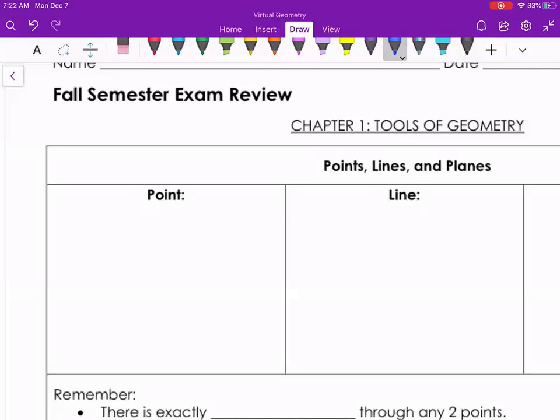All right, hi everyone. We are looking at the first day of our semester one review, so fall semester review. We're going to be looking at roughly just a chapter a day because some of these chapters were actually put together into one unit. So we're going to do basically a chapter a day. We're going to start all the way back at the beginning with chapter 1, which was our basic tools of geometry, those basic undefined terms and those postulates that we looked at.